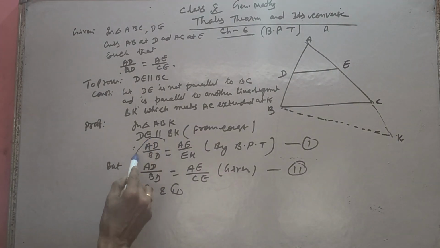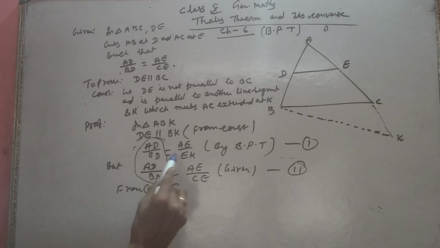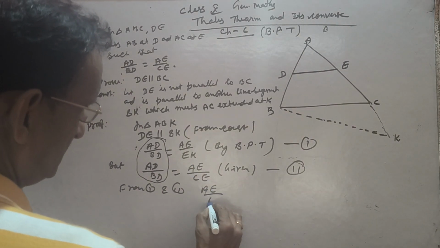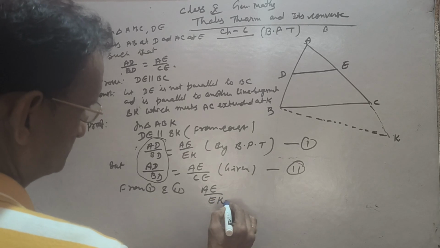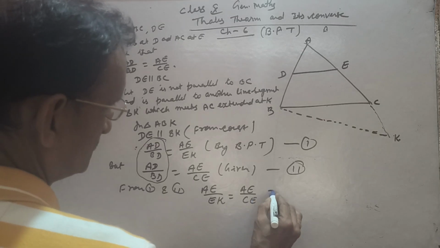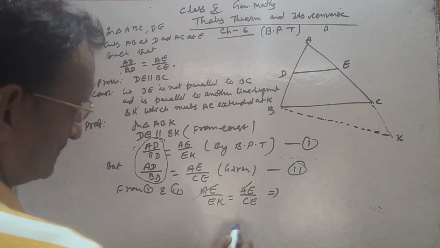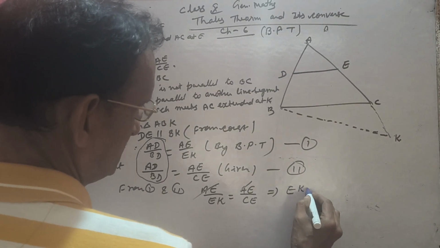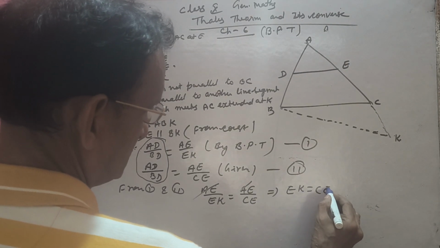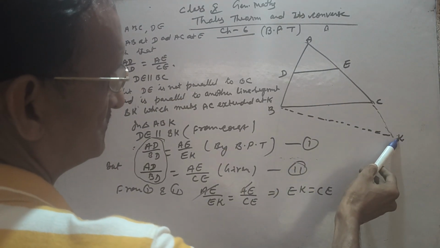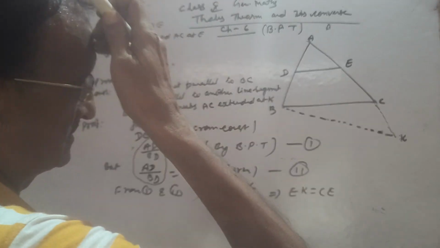Can you see, the left hand side is equal, AD by BD. If the left hand side is equal, so the right hand side will be equal. What will we get? AE by EK is equal to AE by CE. From here AE will cancel, no? So EK equal to CE, you will get.